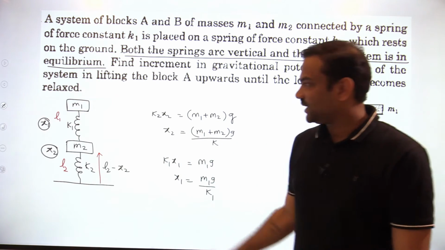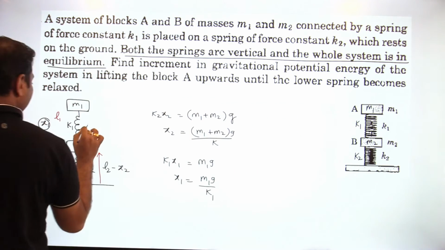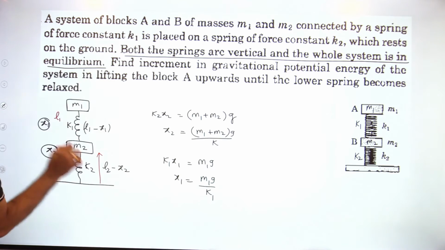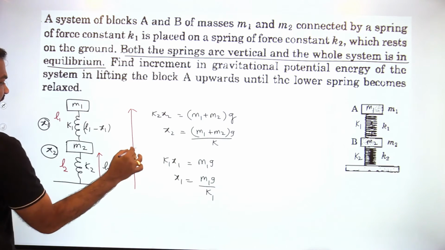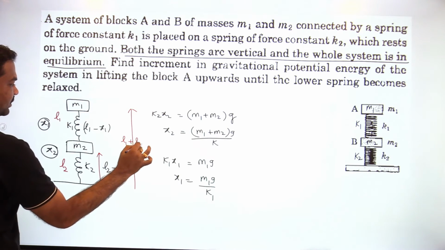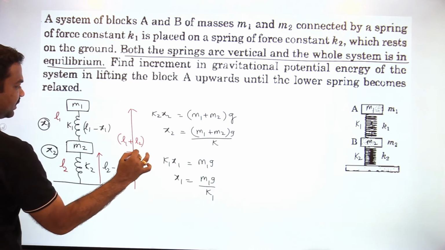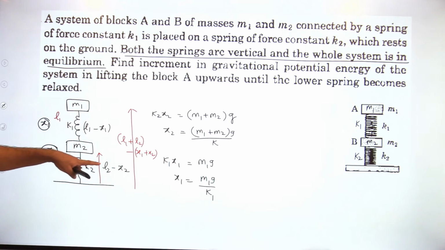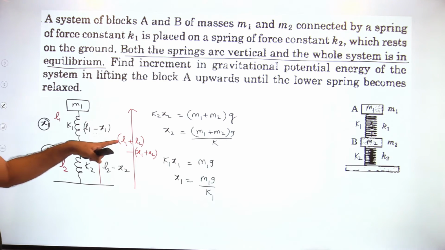Now what is the length of the spring now? The length of the upper spring is L1 minus X1. Then what is the height of the M1 block? The height of the M1 block is L1 plus L2 minus (X1 plus X2). This height is L2 minus X2, and this is L1 minus X1. So the total height from the ground is L1 plus L2 minus (X1 plus X2).